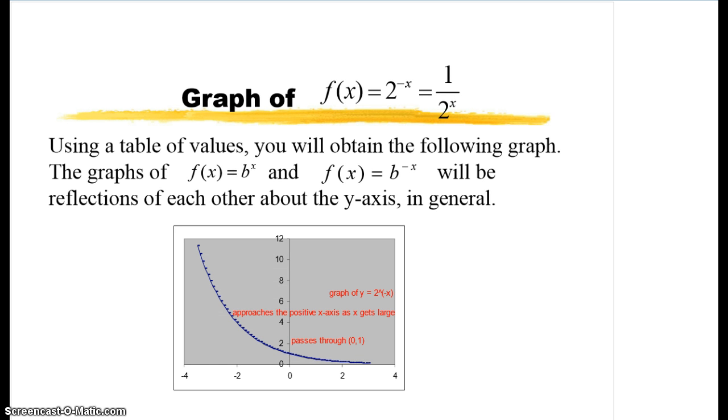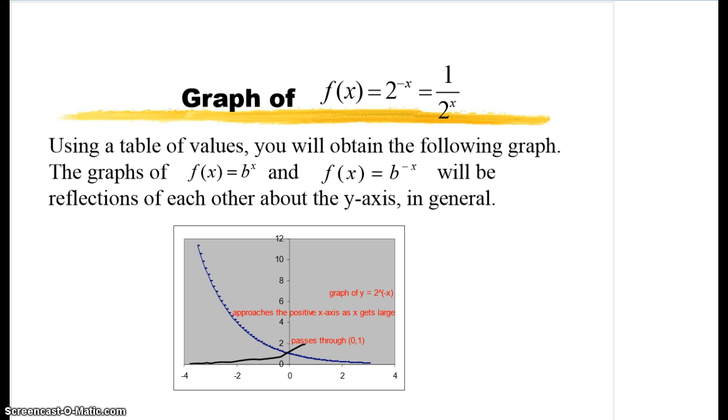Okay, so another couple of examples here. Here's a graph of f of x equals 2 to the negative x. So we have a negative exponent. Again, the best thing to do is just change this to 1 over 2 to the x. So once again, using a table of values, you can get a graph going. And notice you'll obtain the following graph, which looks like the reflection of what we had earlier, right? Which was the graph of y equals 2 to the x.